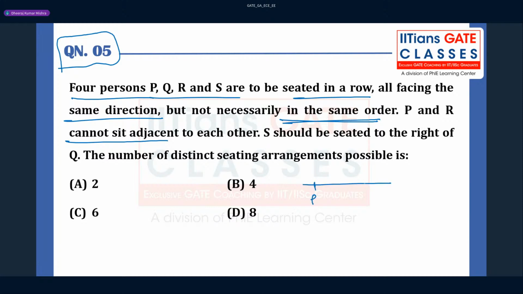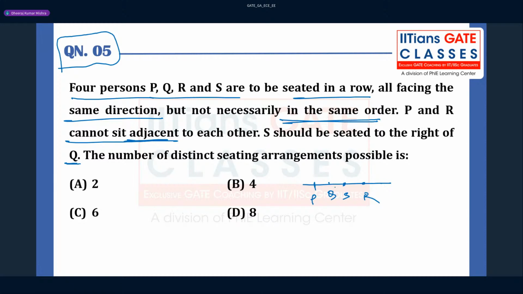So P and R should not be together, so R has to be here, right? Adjacent means they should not sit next to each other, somebody should be in between. S should be seated to the right of Q, right? So you have to understand that. Suppose this is Q. So to the right of Q, S should be seated here. Now what they're asking is, S can be seated here also, after R.